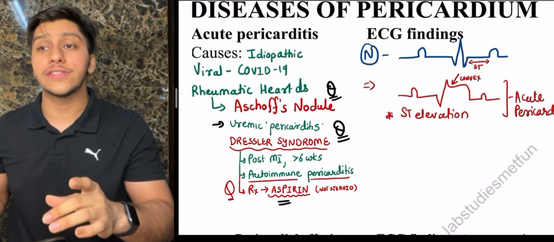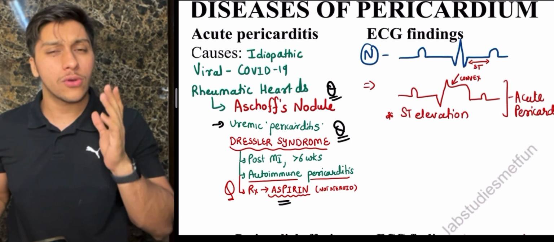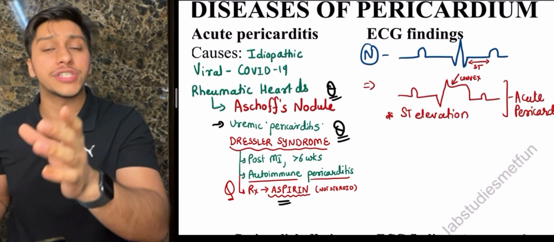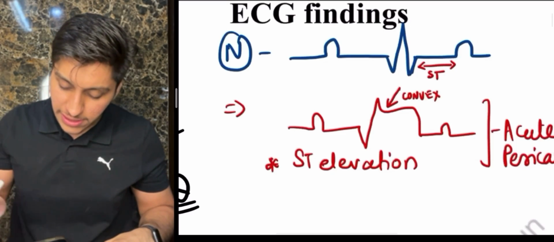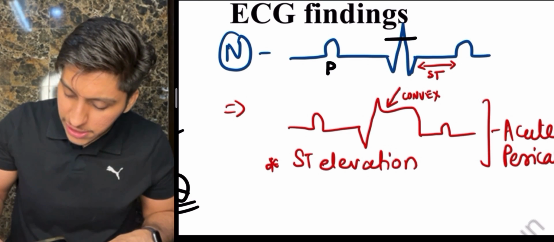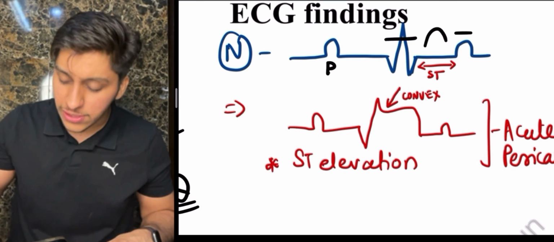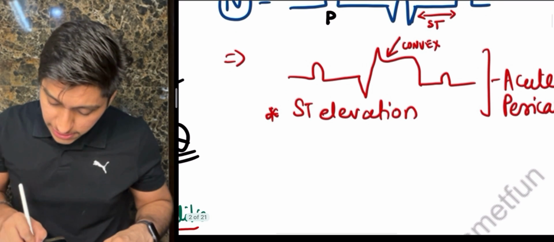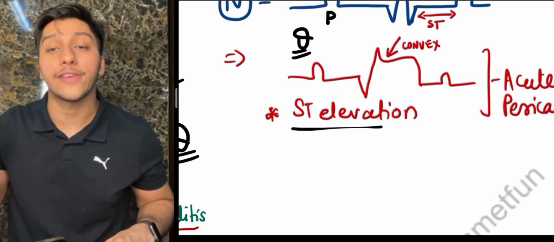In the ECG, guys, you get an ST elevation. Now, one might think you also get ST elevation in MI. So how do you differentiate between the two? Normally, if you see the ECG on the top, the blue one, you have a P, you have QRS, and this is the T wave. Anything above the baseline over here is going to be an ST elevation, correct? Over here, this is the ST elevation which is seen in acute pericarditis.